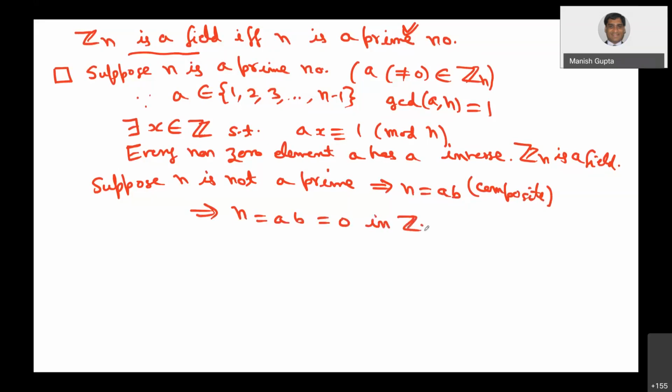In integer modulo n, if I divide n by n, it will be 0, right? But n is the product of two numbers a and b, which is 0 in Zn. Now this implies that Zn is not a field. Remember, if a and b are both positive numbers and the product is 0, then there is a problem, right? So Zn is not a field. So this is a small and simple result. Zn is a field if and only if n is a prime number.